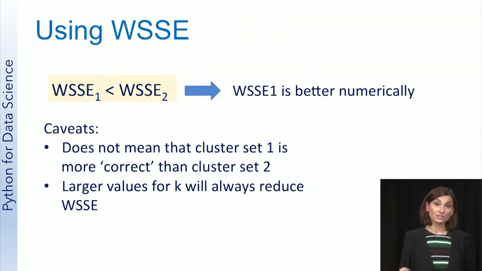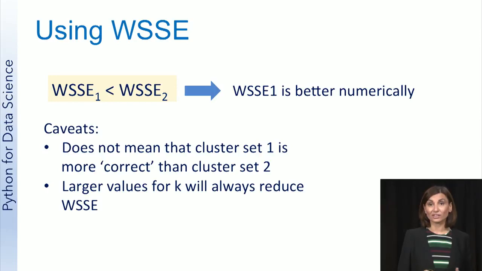Given two clustering results, the one with the smaller WSSE provides the better solution numerically. However, as we've discussed before, there is no ground truth to mathematically determine which set of clusters is more correct than the other. In addition, note that increasing the number of clusters, that is the value for k, always reduces the WSSE. So, WSSE should be used with caution. It only makes sense to use WSSE to compare two sets of clusters with the same value for k and generated from the same dataset.